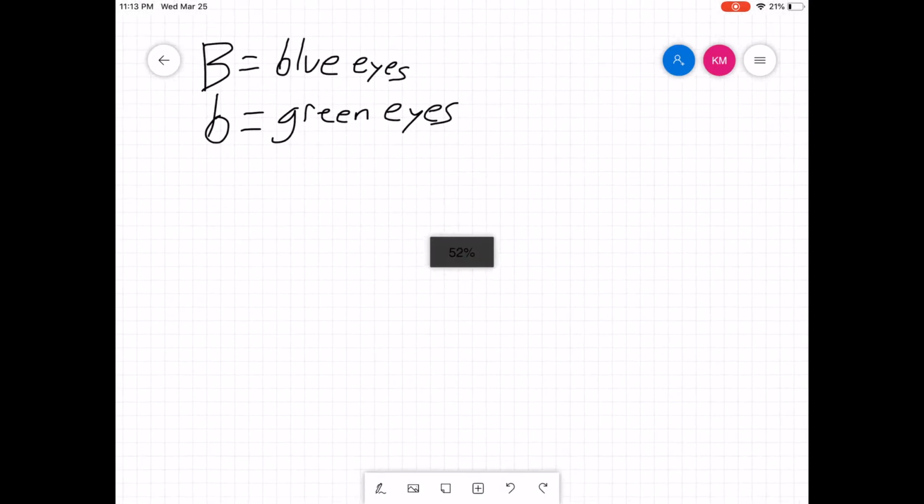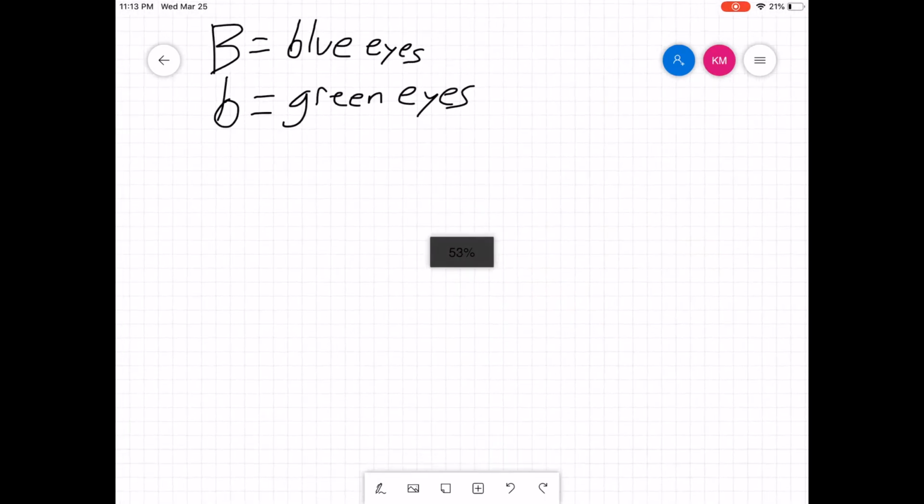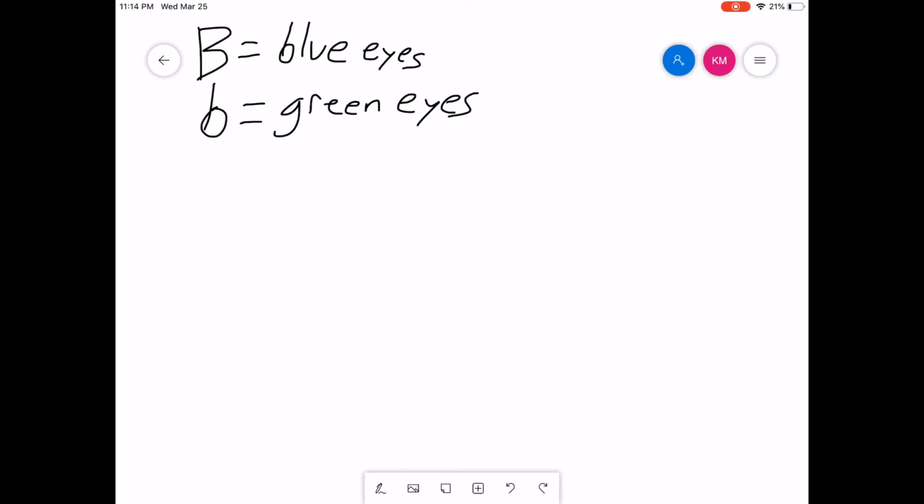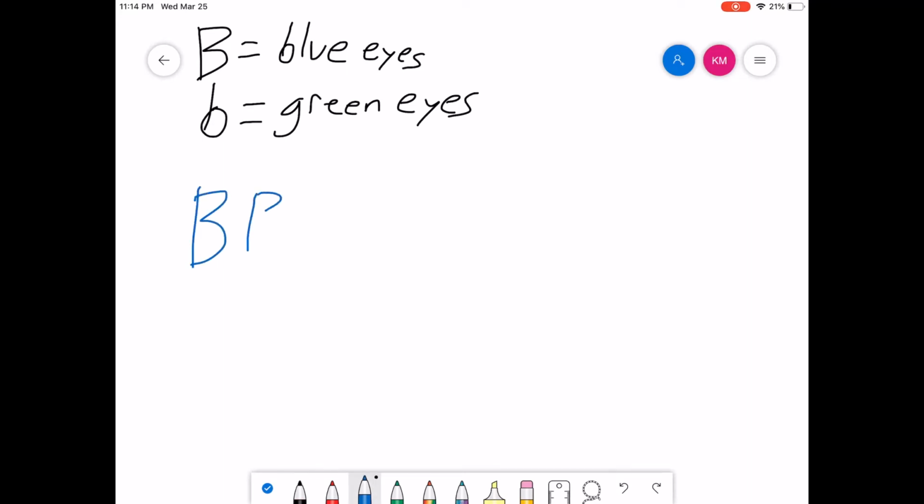So capital B means blue eyes, lowercase b means green eyes. This means in a simple dominant scenario, again, we have two alleles, so we're always going to have two letters. They can either be both capital, so we can have an instance where we have two capital B's. We call that homozygous dominant, because homo means same. So homozygous dominant because they are the same and they are both dominant alleles.